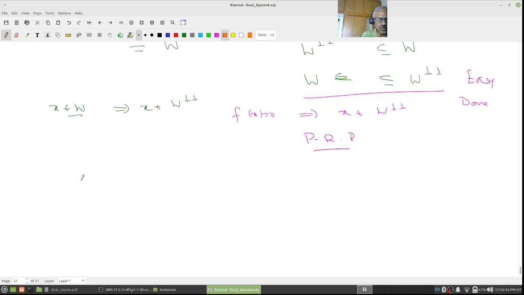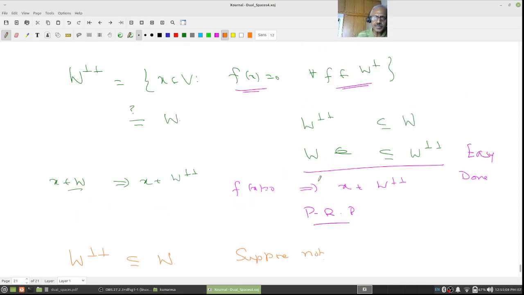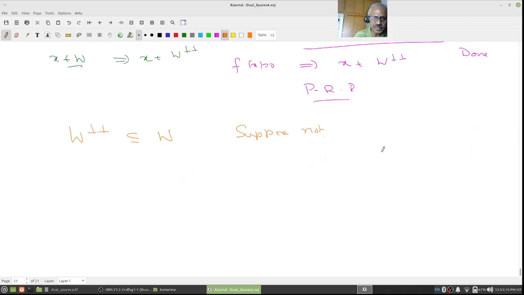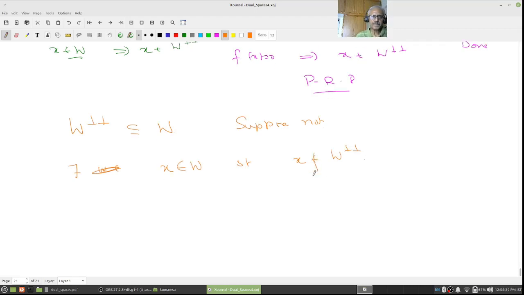So now I have to prove the next one. That is, I want to prove whether W double perp is contained in W. Suppose not. We know W is already contained in W double perp, therefore there exists x in W double perp such that x is not in W. Is that clear? Let me just make sure.